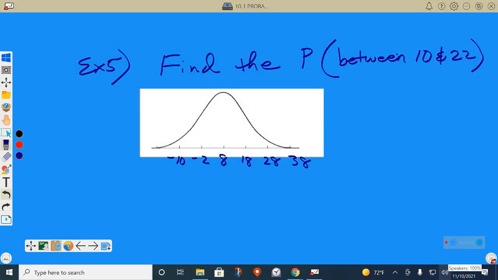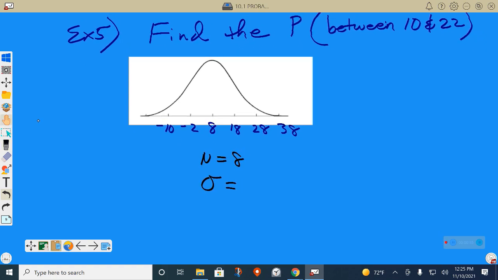Find the probability that some data value is between 10 and 22. It was very similar to what I did on the warm-up. I'm going to go over two more that I similarly did on the warm-up, and we're done. Okay? So 10 and 22 do not fall nice and neatly on the standard deviation. I could see that my mean is 8, standard deviation.